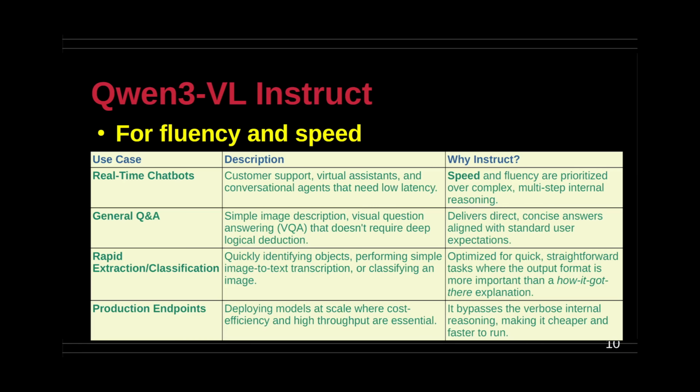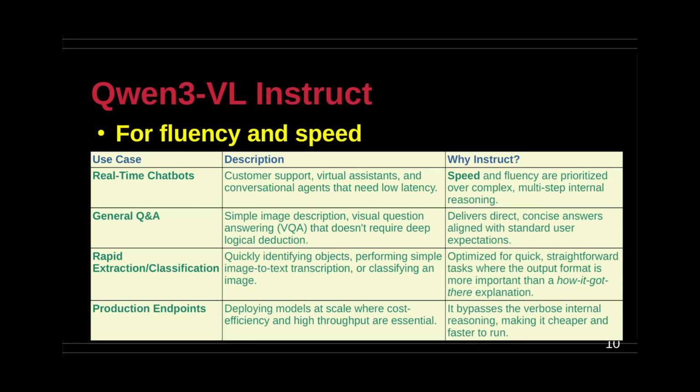The key advantage here is simple. Speed and fluency are prioritized. If the user asks, what color is the car in the image, they don't need a four-step derivation. They just need the answer: red. This is the Instruct model's sweet spot.